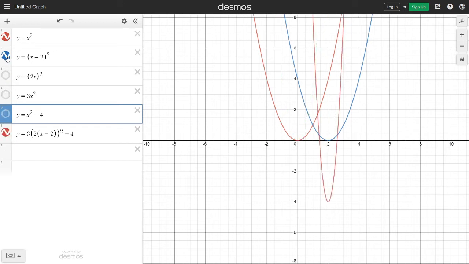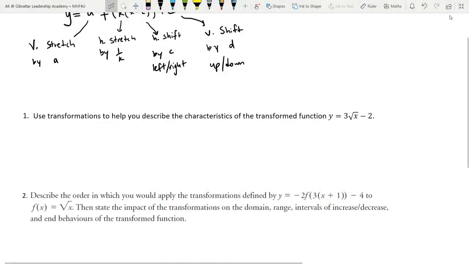So all of those transformations combined would take your original red function, shift it to the right by 2, down by 4. Then there'd be a horizontal stretch by 1 over 2 and a vertical stretch of 3, which would both combine to make our graph actually quite narrow, and that's how you would find your final function.